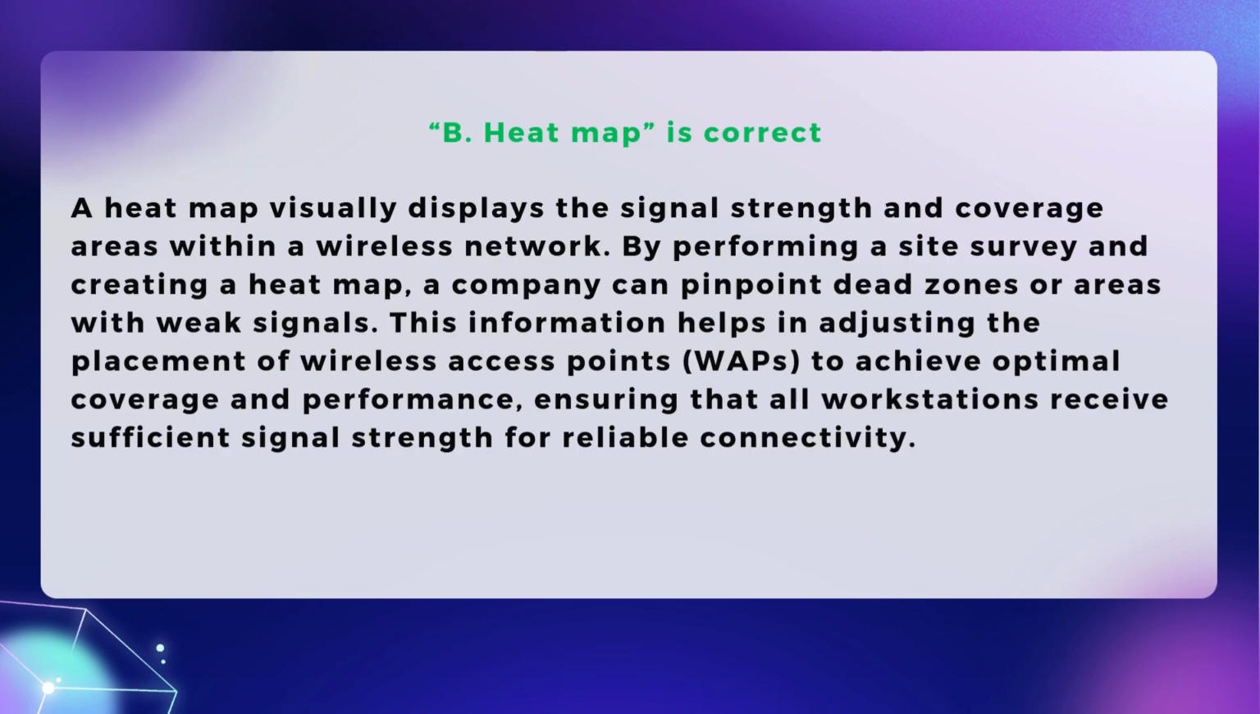A heat map visually displays the signal strength and coverage areas within a wireless network. By performing a site survey and creating a heat map, a company can pinpoint dead zones or areas with weak signals. This information helps in adjusting the placement of wireless access points, WAPs, to achieve optimal coverage and performance, ensuring that all workstations receive sufficient signal strength for reliable connectivity.